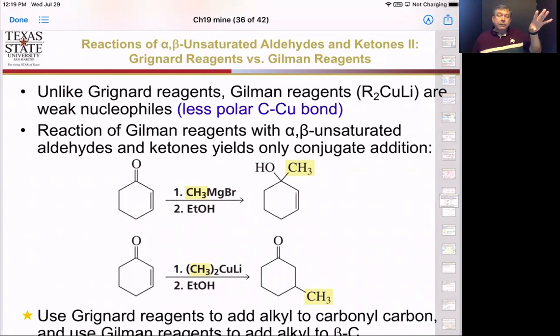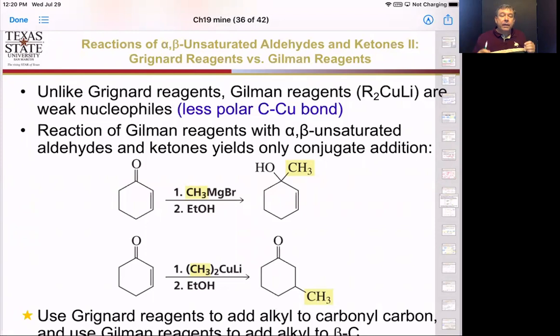So lithium reagents are more nucleophilic than the Grignard reagents, which are more nucleophilic than the copper reagents. It has everything to do with the bond between the lithium and carbon being more polar than the bond between the carbon and the magnesium, which is more polar than the bond between the carbon and the copper. So that means our copper has the least polar bond. That means it's the weakest nucleophile.